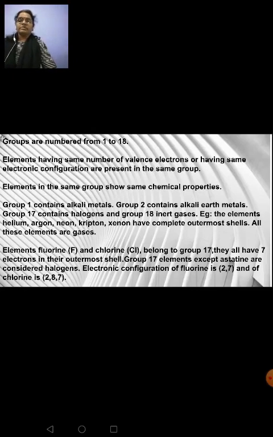And one more thing you should remember, group number 17 elements are said to be halogens, except one element, astatine. And group number 18 is called noble gases or inert gases or zero group elements because their valency is 0. They have a complete outermost shell. All elements like helium, argon, neon, krypton, xenon come under group number 18. Their outermost shells are totally completed. They do not take part in any chemical reaction. Their valency is said to be 0. They do not have any electrons to lose or gain. They already have it packed. So their valency is said to be 0.